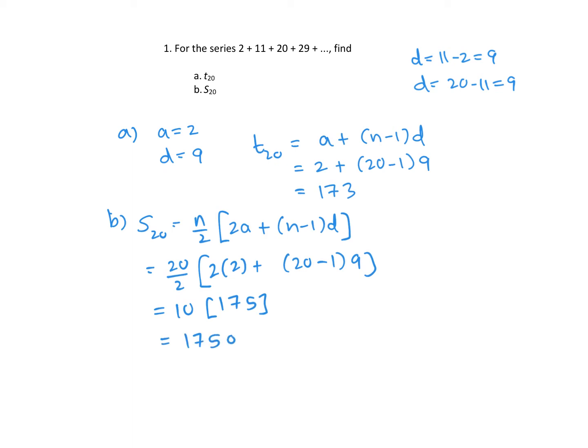So that total is, if I took this sequence of numbers and I wrote out 20 terms and I added them all together, I would have 1750.